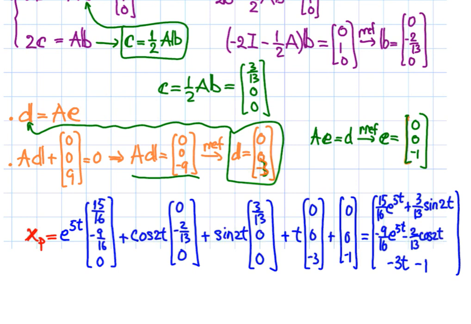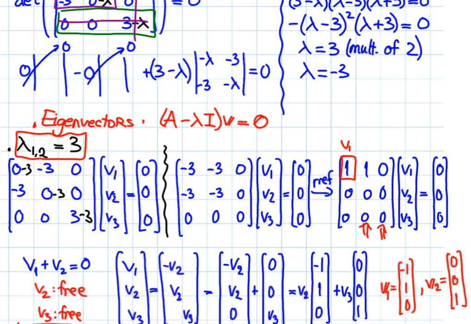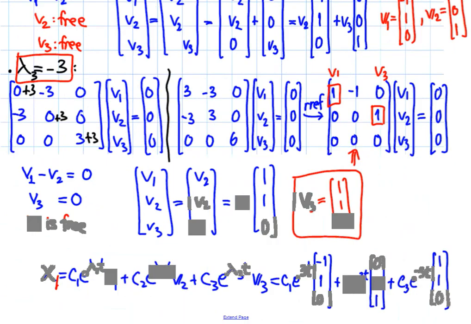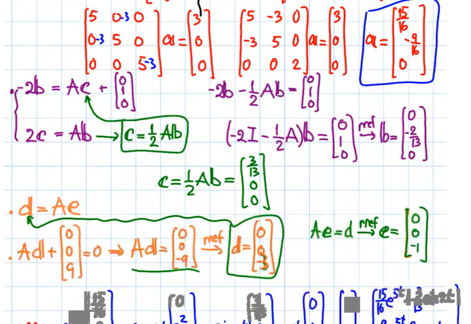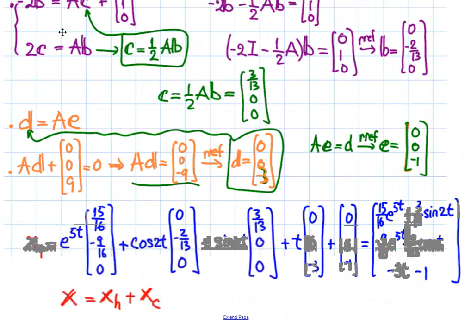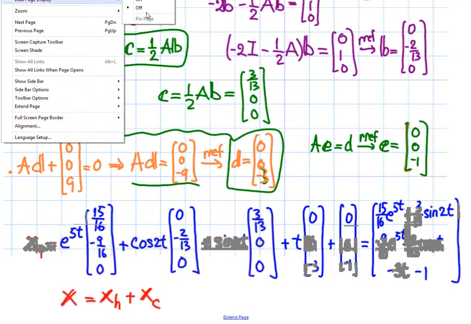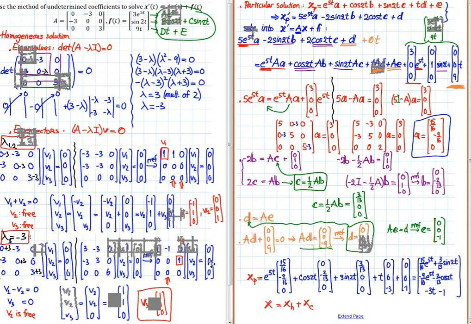And then the general solution is equal to the homogeneous solution plus the particular solution. The homogeneous solution is from the previous page. This is the homogeneous solution. Right. Put them together, we should have the solution. I will zoom out. That doesn't fit here.